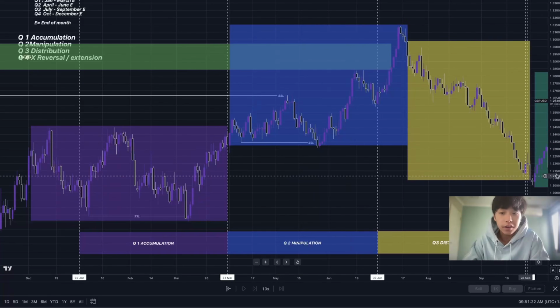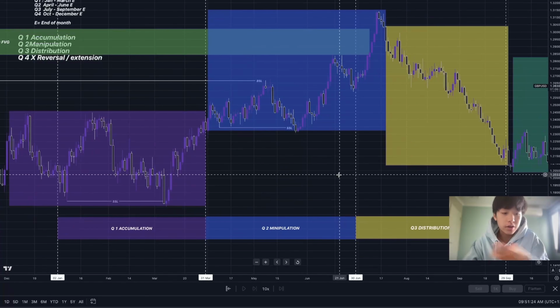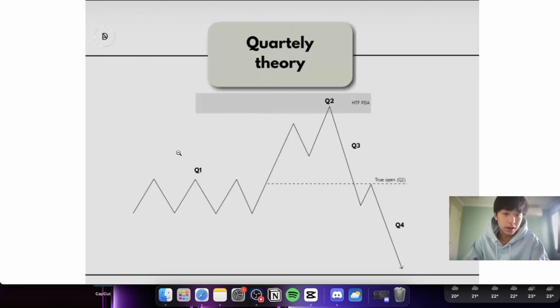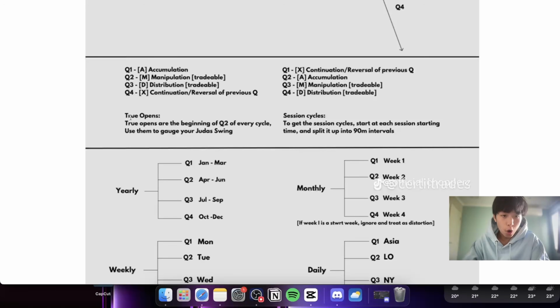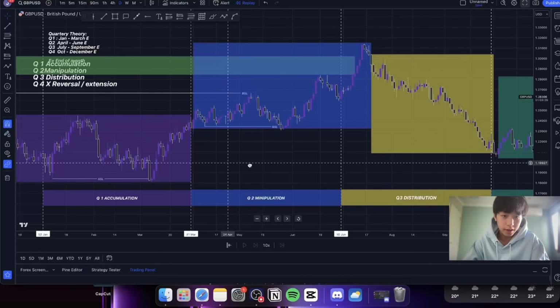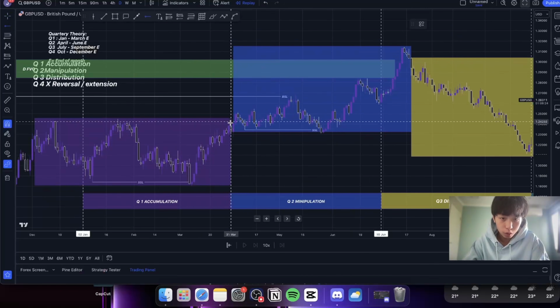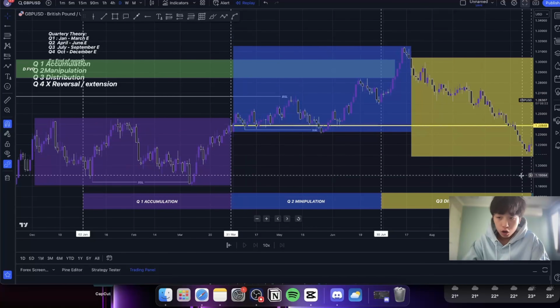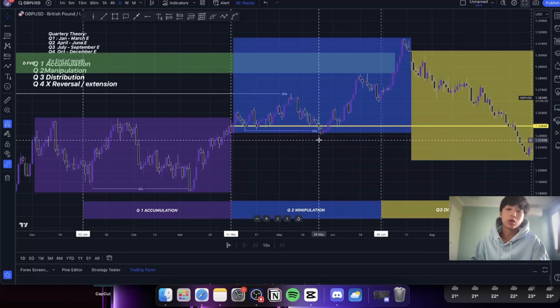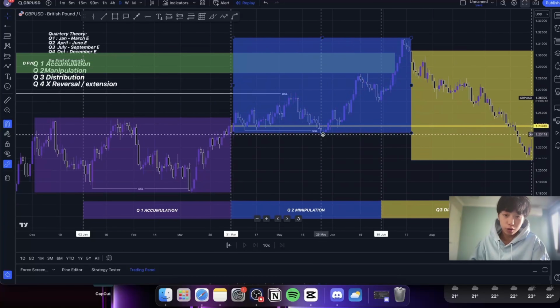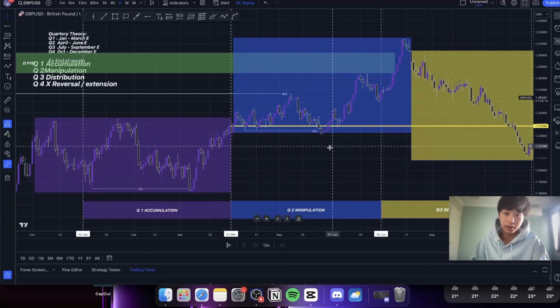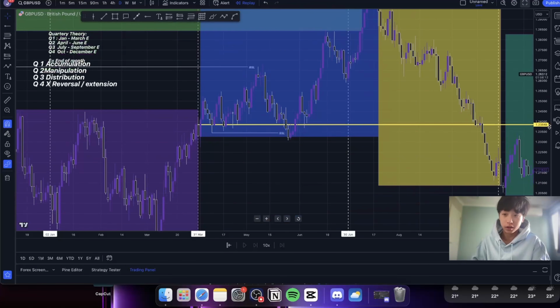Another trick that you can use in quarterly theory, if you look right here, it says true opens, the beginning of quarter two every cycle. So the true open, we want to look for that. That's at the beginning of the quarter two. So it's right here. You only want to look for longs below the true open, like right here, after it took out sell side. That would have been a very high probability trade.